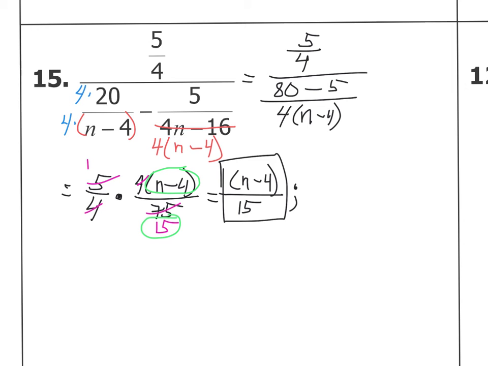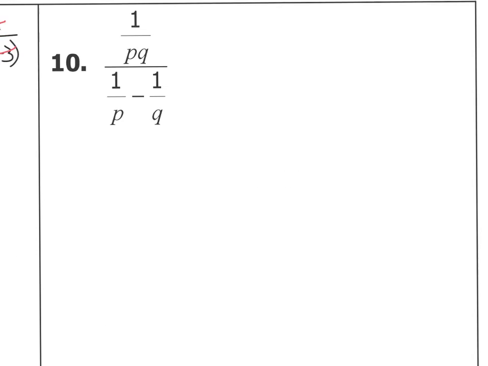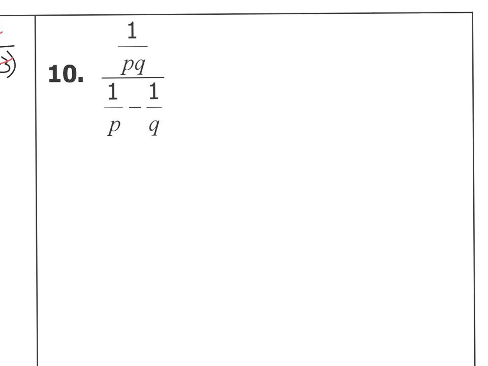Okay, so then your answers, in case you want to try these on your own: for 10, your answer should be 1 over q minus p. That one's going to be a weird restriction because you've got two different variables in that denominator, so don't worry about your restrictions on this one.